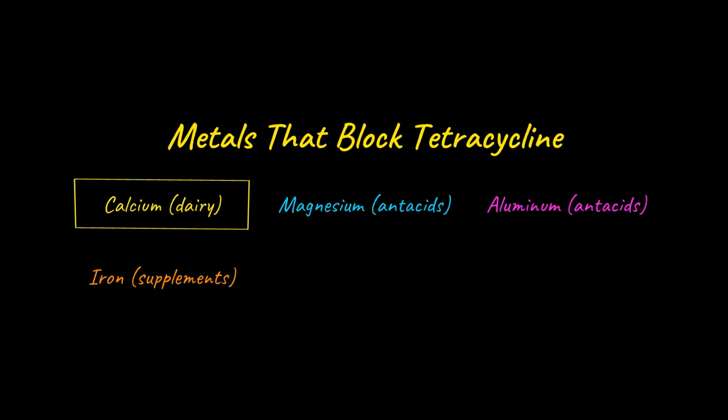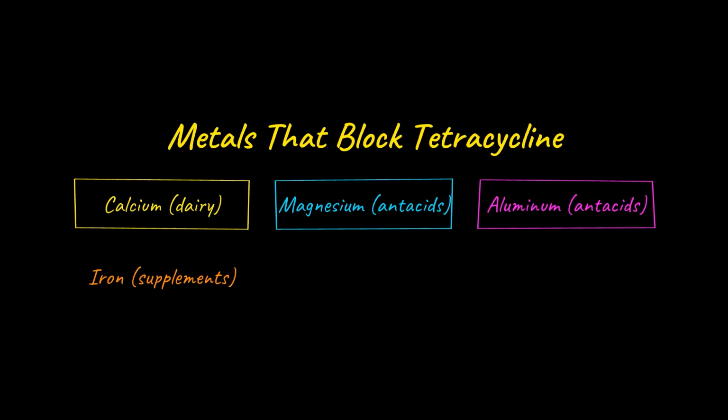The 4 metal ions to remember are calcium from dairy products, magnesium and aluminum found in antacids, and iron from supplements. Any of these taken at the same time as tetracycline can capture the drug before absorption occurs. Because the problem only occurs when the drug and metal share the gut simultaneously, the practical solution is simple separation in time. Tetracycline is taken on an empty stomach, with dairy, antacids, and iron supplements pushed to a different hour entirely.